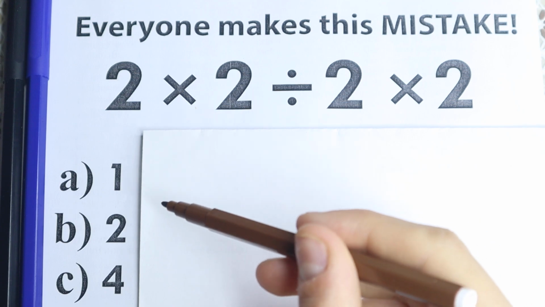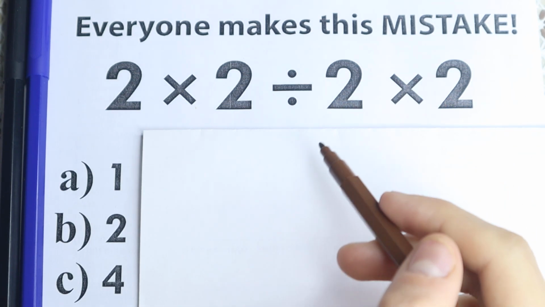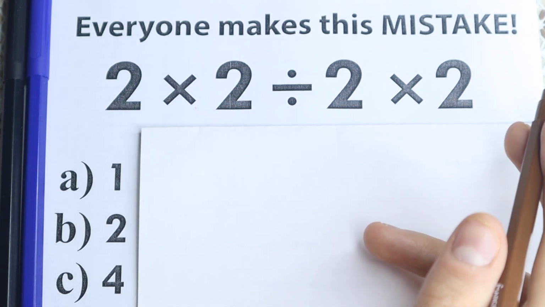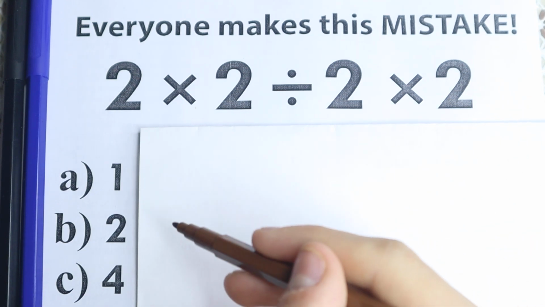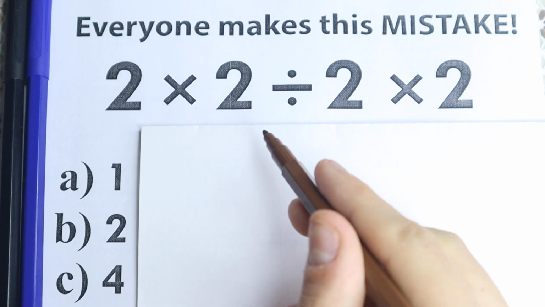Right here we have 3 options, A, B and C. So right now I suggest you pause the video real quick and try to solve it by yourself. This is a very tricky question, and of course in 1 minute we will check our answer. So what do you think is the correct answer? 1, 2 or 4?